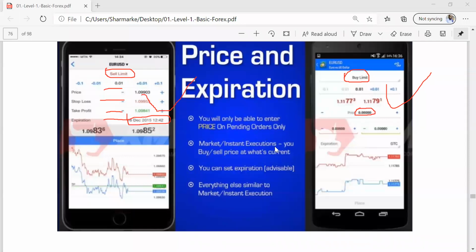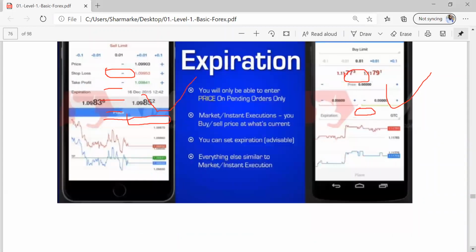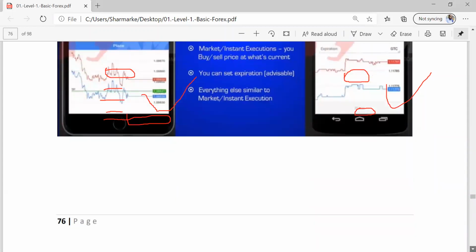Market execution is instant. You are just clicking buy or sell. You can set an expiry date, advisably. Everything else is similar to market instant. For the others, you just click buy or sell in the direct market.